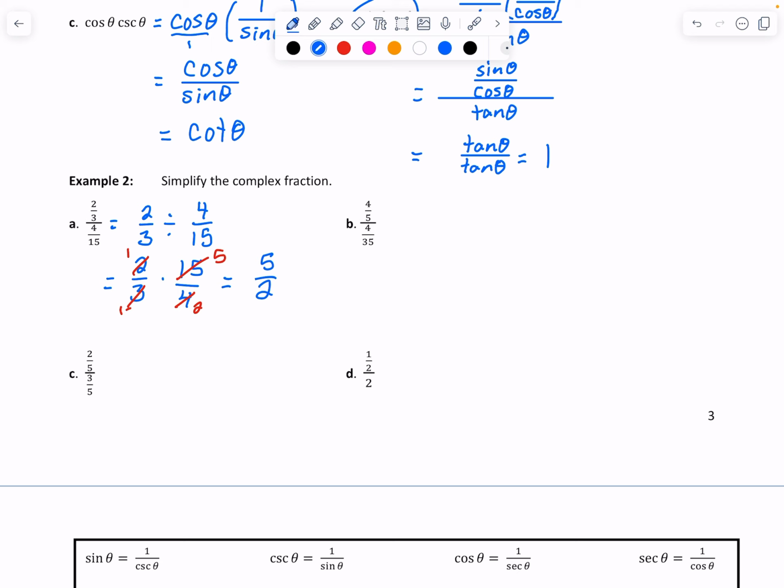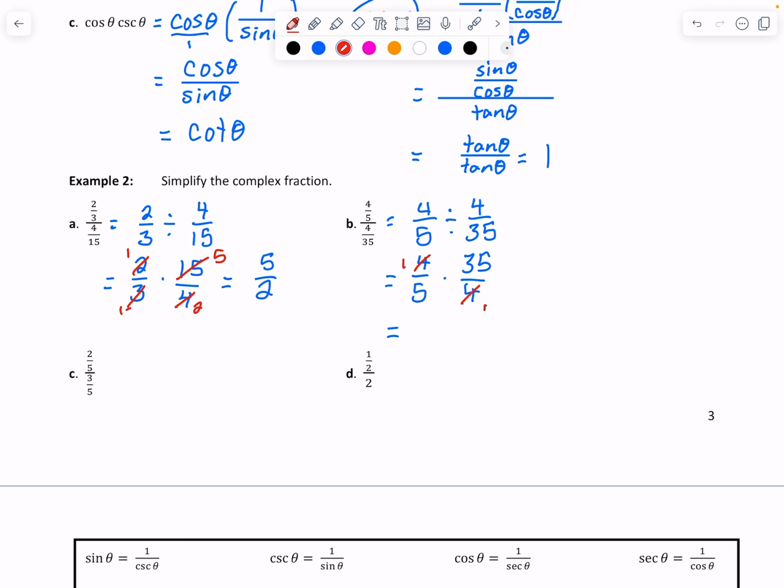All right, same thing here, b. We got 4/5 divided by 4/35. That's the same thing as 4/5 times 35 over 4. Right, and then we cancel. I know I'm going pretty quick through this, but this should be good review.